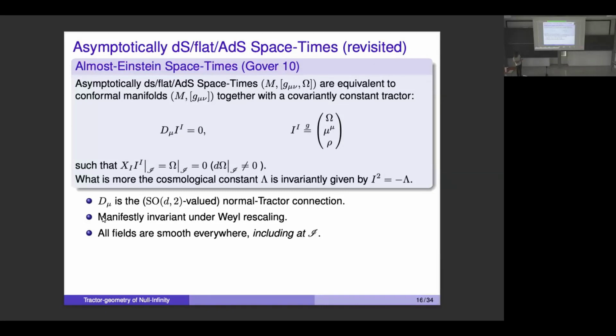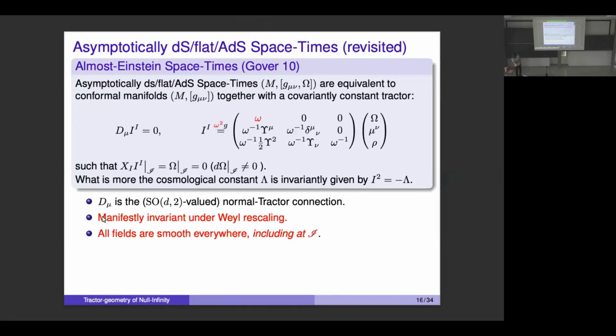This scale, in fact, can be rewritten as this infinity tractor I, and Einstein's equations are just this compatibility equation, nabla I equals 0. The cosmological constant is I squared. So again, lambda positive is AdS, etc. But this formalism gives you, and I'm just going to advertise this again, a manifestly Weyl-invariant formalism. You had Weyl rescaling here. They are manifest now because everything transforms covariantly under the Weyl rescaling.